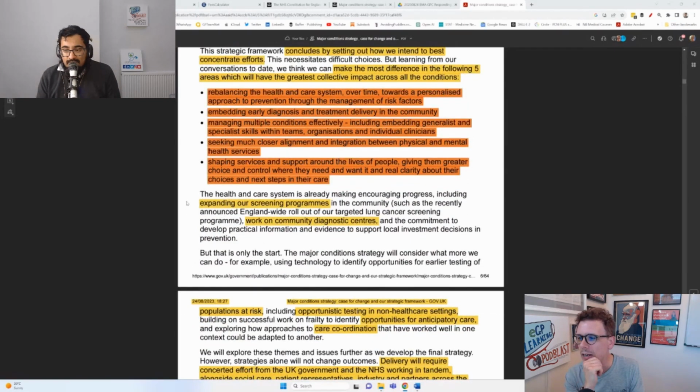They talk about expanding screening programs. They talk about the community diagnostic centres. So there's still a strategic focus on those. I think actually some of the plans for those are advancing in local areas anyway. I hear some things about plans in Nottingham which are really quite interesting.